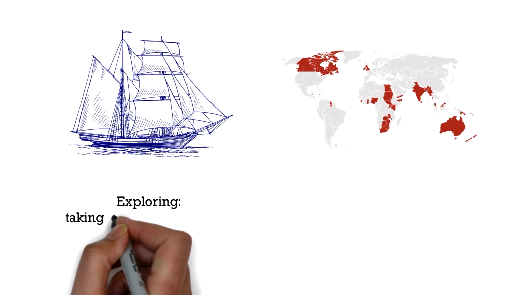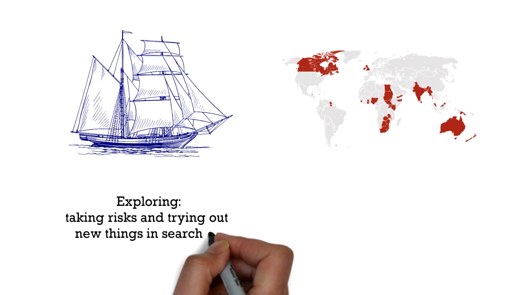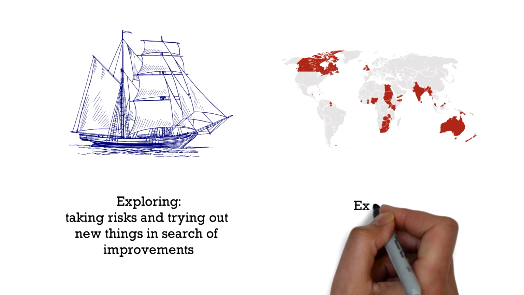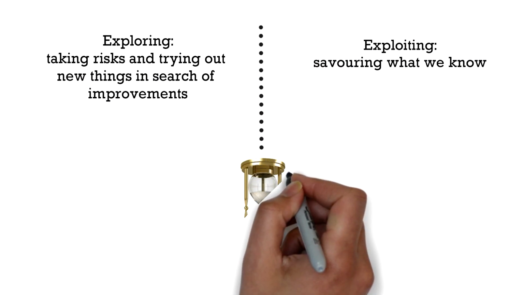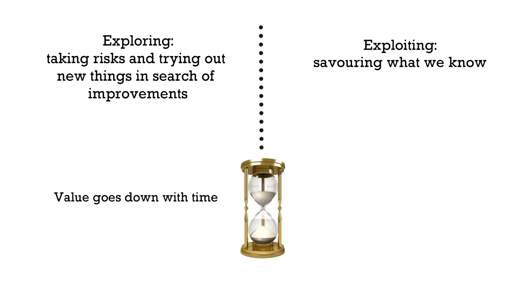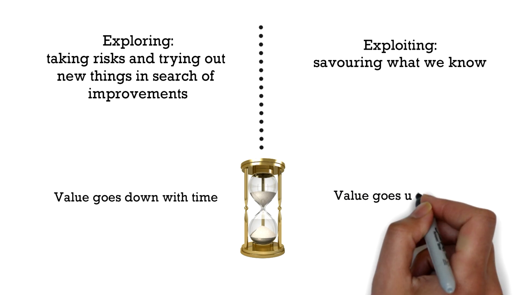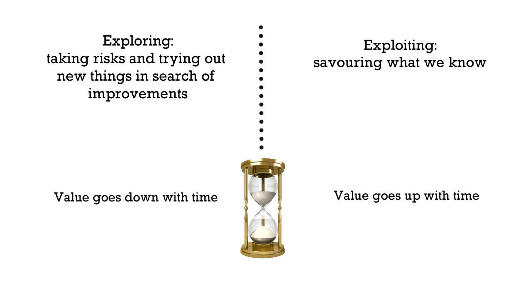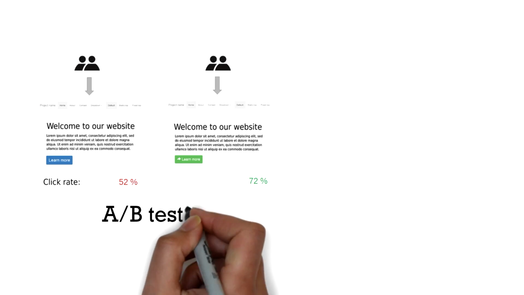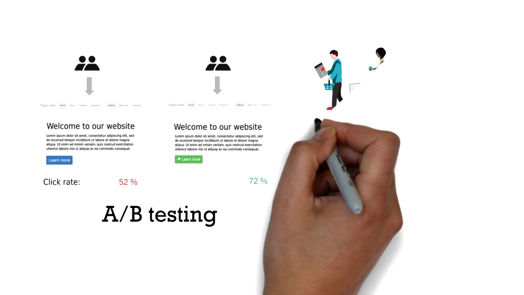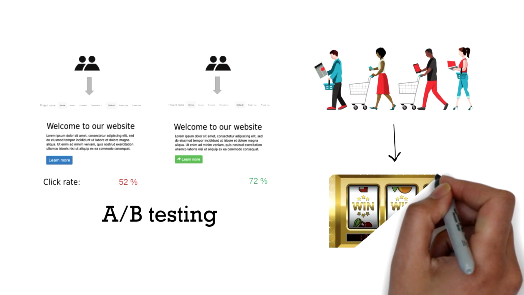Exploring refers to taking risks and trying out new things in search of improvements, while exploiting means savoring what we know. The value of exploration goes down with time, as we are left with less time to actually benefit from the better choice. On the other hand, the value of exploitation goes up with time, since the best option you know now is at least as good as the best option you know last month. In today's world, explore versus exploit comes in the form of A/B testing online, where the consumer is the jackpot.